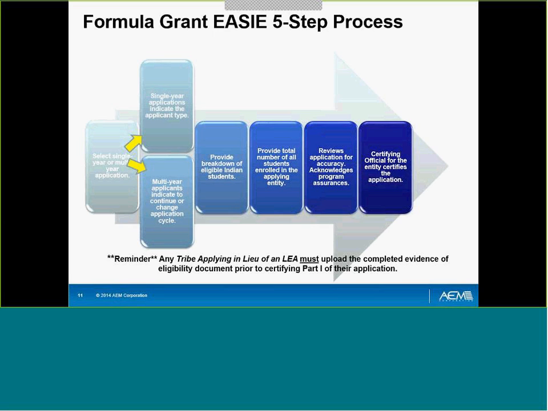The person deemed responsible by the entity will review the data in preparation for application certification. Finally, the certifying official for the entity will certify the application. As a reminder, any tribe applying in lieu of an LEA must upload a completed evidence of eligibility PDF form prior to certifying Part 1. The system will not allow you to certify without completing this task.